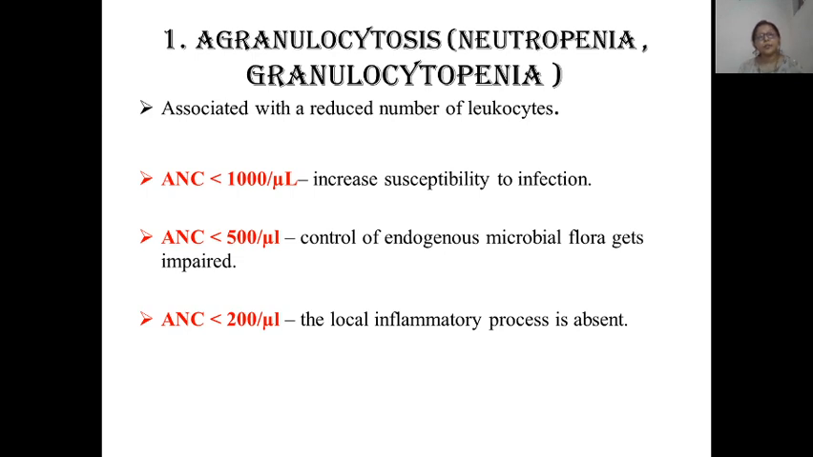granulocytopenia. It is associated with a reduced number of leukocytes. When the absolute neutrophil count is less than 1000, the normal absolute neutrophil count has a range of 1500 to 8000 per microliter, but when it decreases to 1000, there is an increased susceptibility to infection. When it further decreases to 500, the control of endogenous microbial flora gets impaired, and when it further decreases to 200, local inflammatory processes are absent. Here, the normal range of absolute neutrophil count is 1500 to 8000 per microliter of blood.